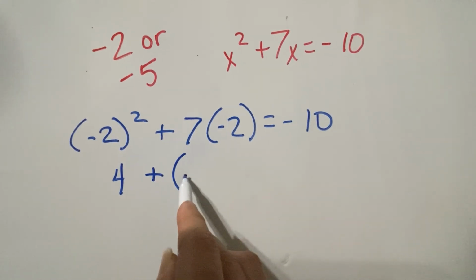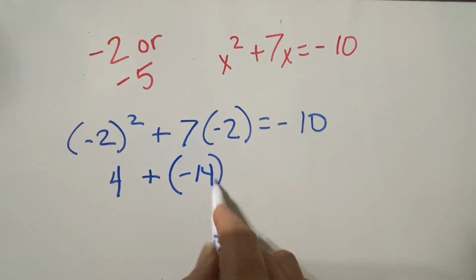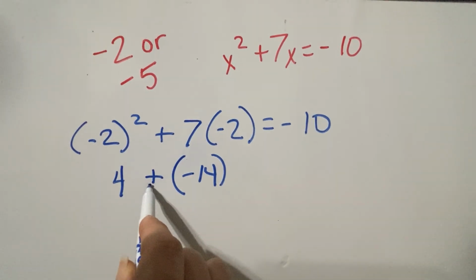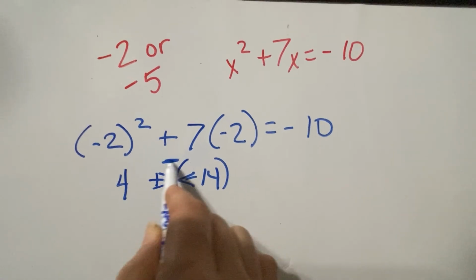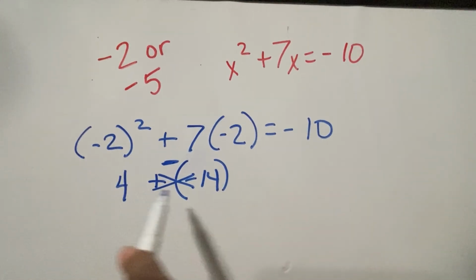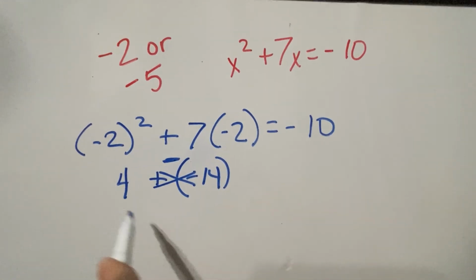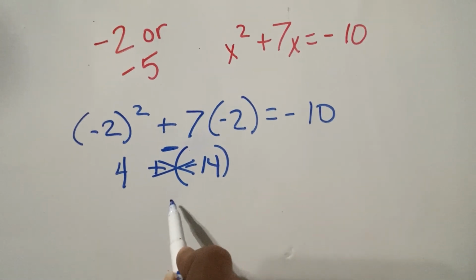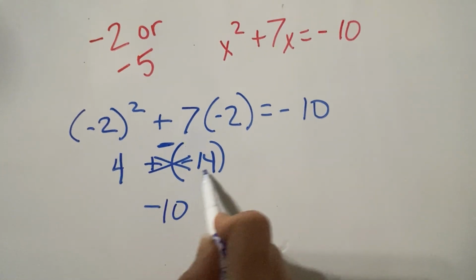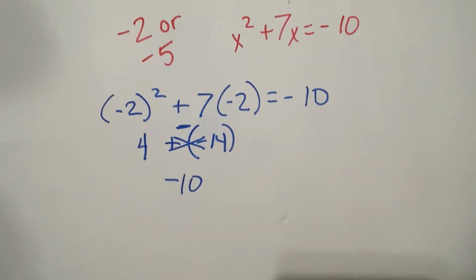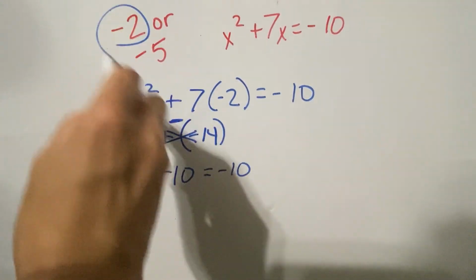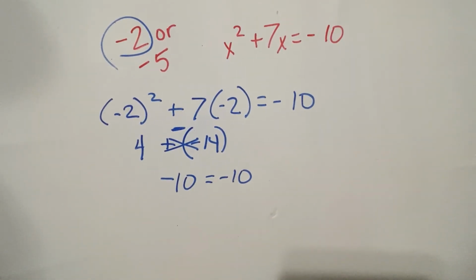Plus, this is a negative 14. Positive times negative is negative. Okay, so this basically becomes subtraction here. So we have a positive and a negative, and we're combining them. We're going to subtract. 14 minus 4 is 10. The negative stays because 14 is the bigger number. Negative 10 equals negative 10. So yes, negative 2 does work.